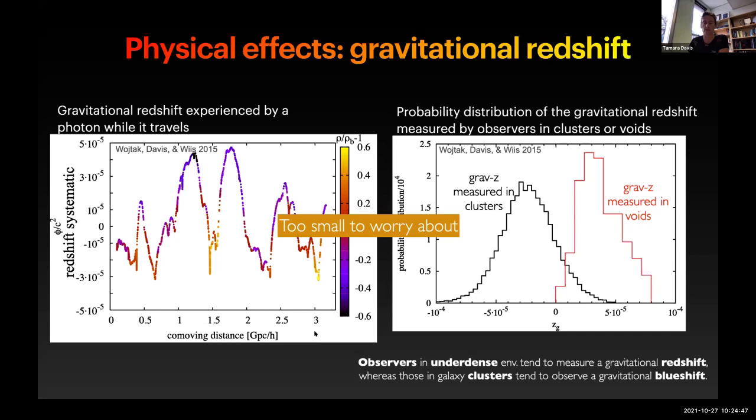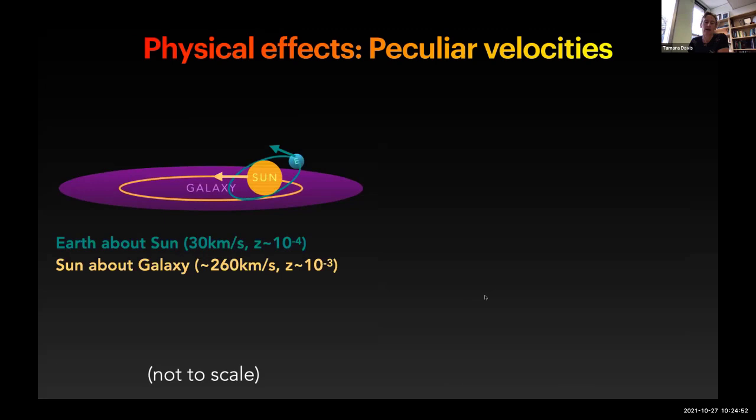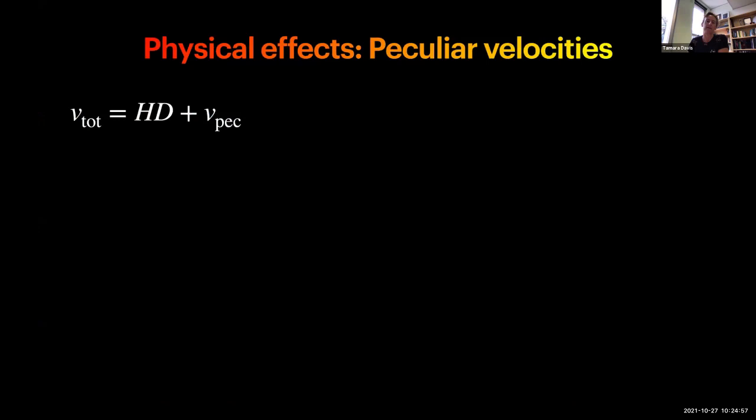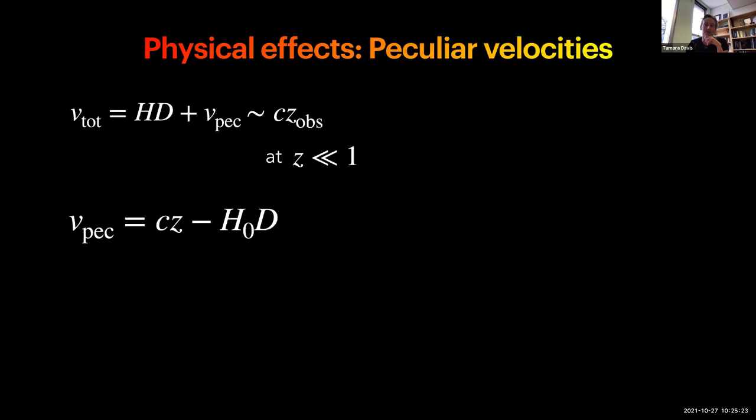Of course, then there are peculiar velocity effects, which we are all very familiar with. There were some theoretical mistakes in some early papers, but it was fine when we were working at low redshift. You often see that the total velocity is the recession velocity plus the peculiar velocity. And at low redshift, you can say that that's approximately the speed of light times the observed redshift. And you often see in peculiar velocity papers this equation, which is definitely bad.